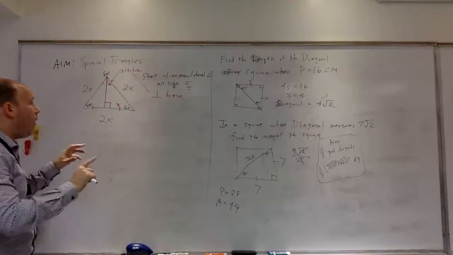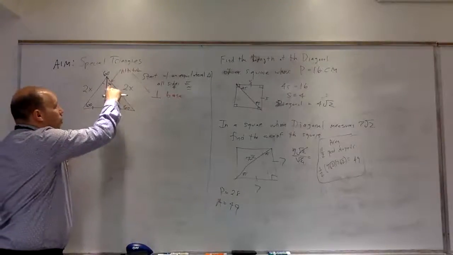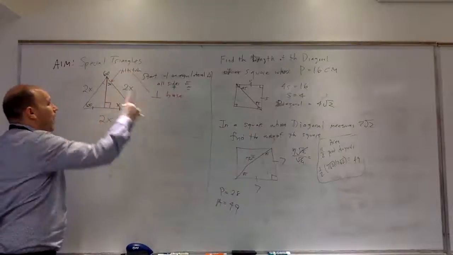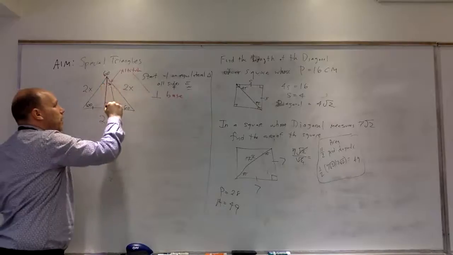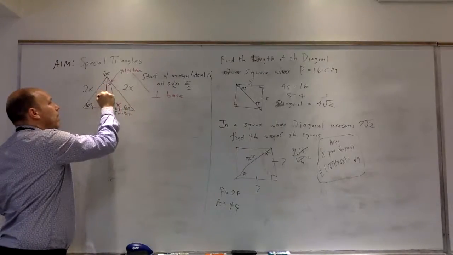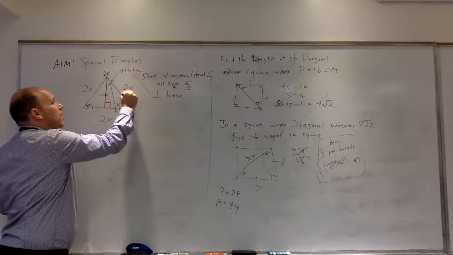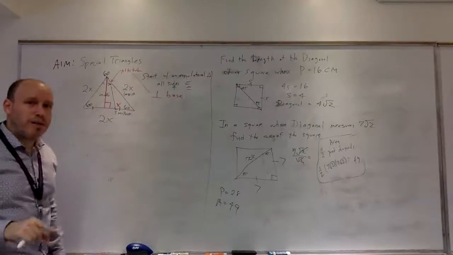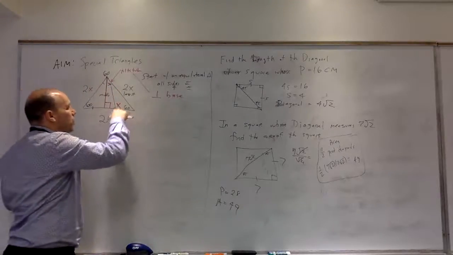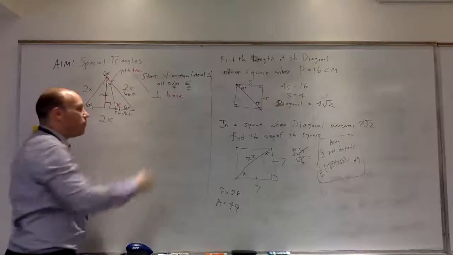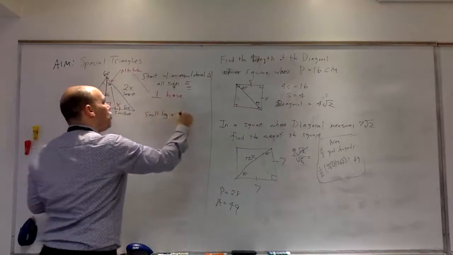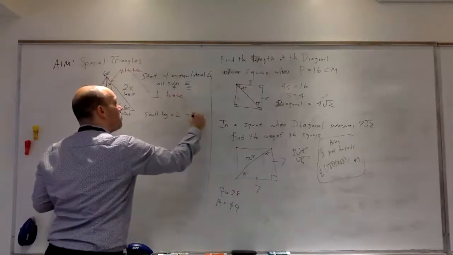Now, because the order of the angles dictates the order of the side length, we know that the side opposite 30 is the smallest side, this is the middle, and this is the largest. So the first thing we notice is that in a 30, 60, 90 triangle, to go from the small side to the hypotenuse, multiply by 2. So small leg times 2 equals the hypotenuse.